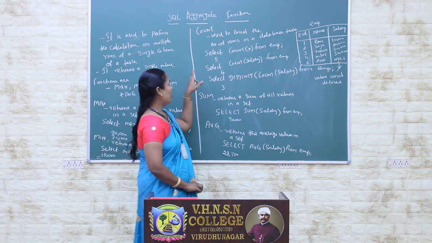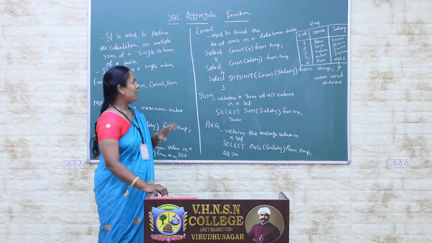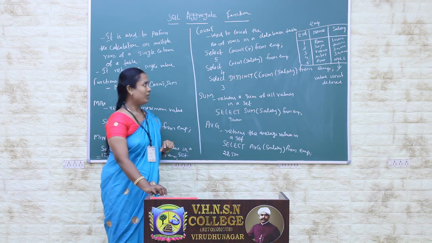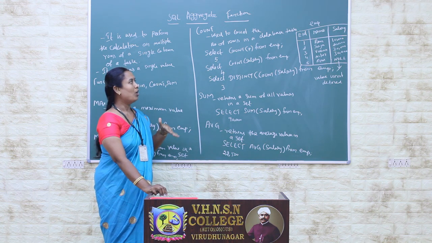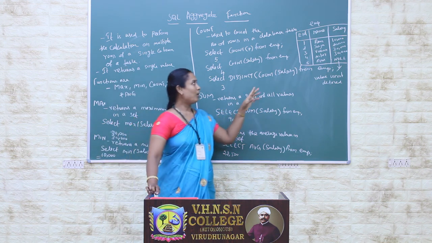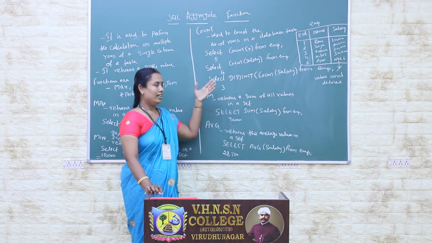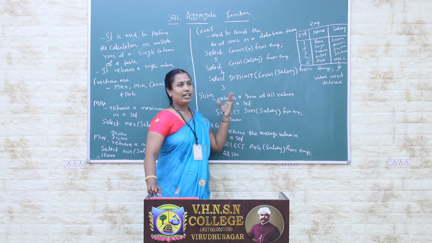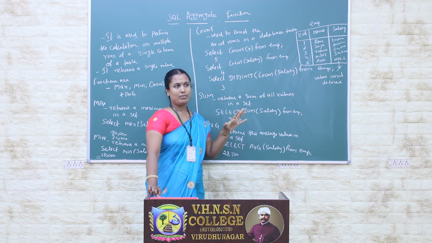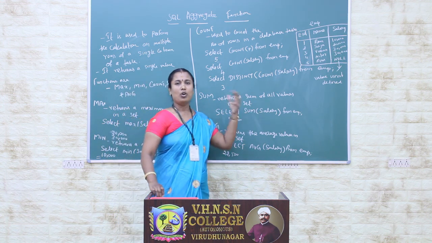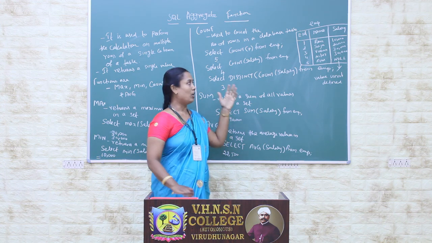The next, count. What is the use of the count query? It is used to count the number of rows in a database table. In this table I can count how many rows there are; in this example, I entered only 5 rows. For example, a large database contains thousands of records, and at that time it is very difficult to count one by one. That time we can use this count query.